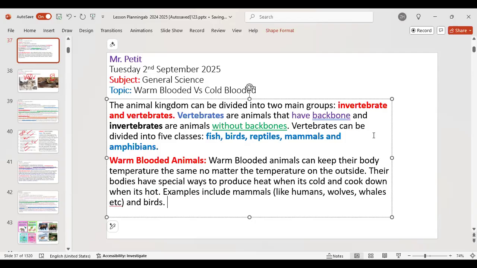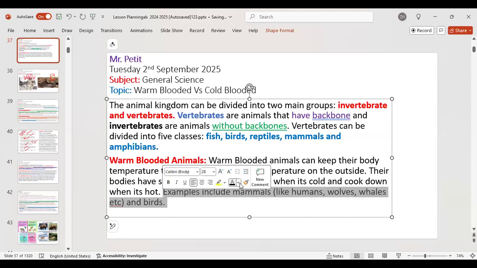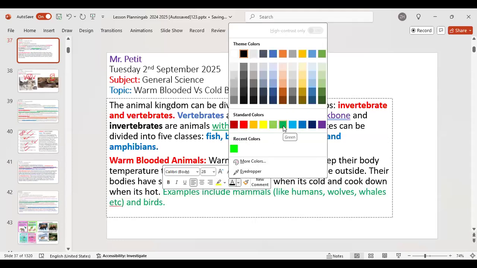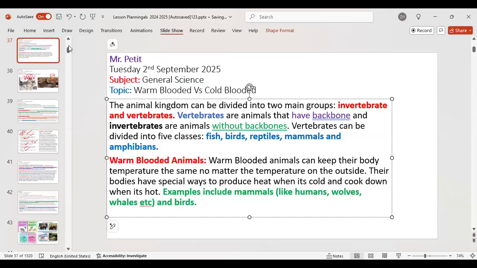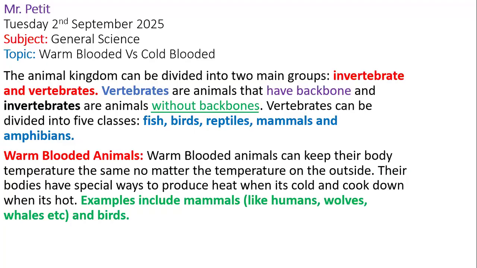Please make sure you understand that warm-blooded animals have the ability to control their own body temperature. They don't rely on the outside environment to determine their body temperature. So they're able to produce heat. Even in a cold environment, they're still able to produce heat to keep themselves warm. Okay. So that's very important.